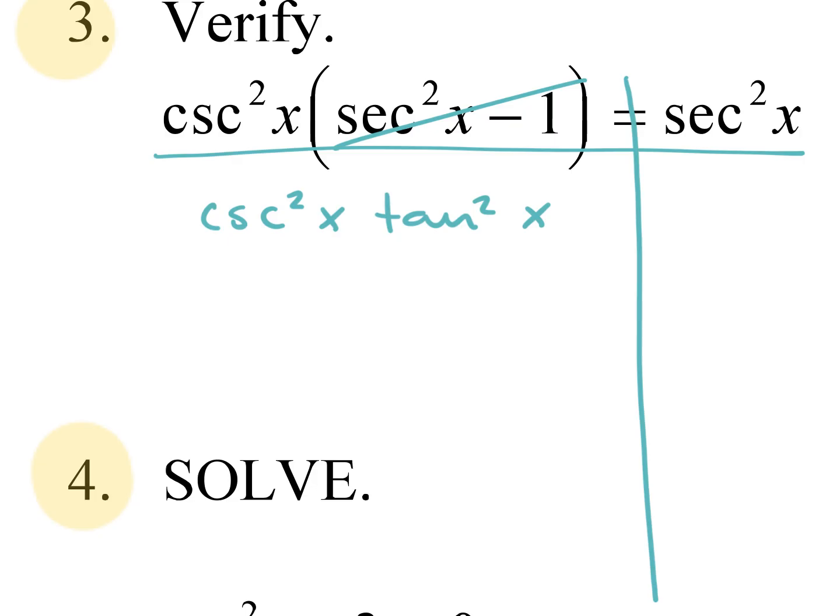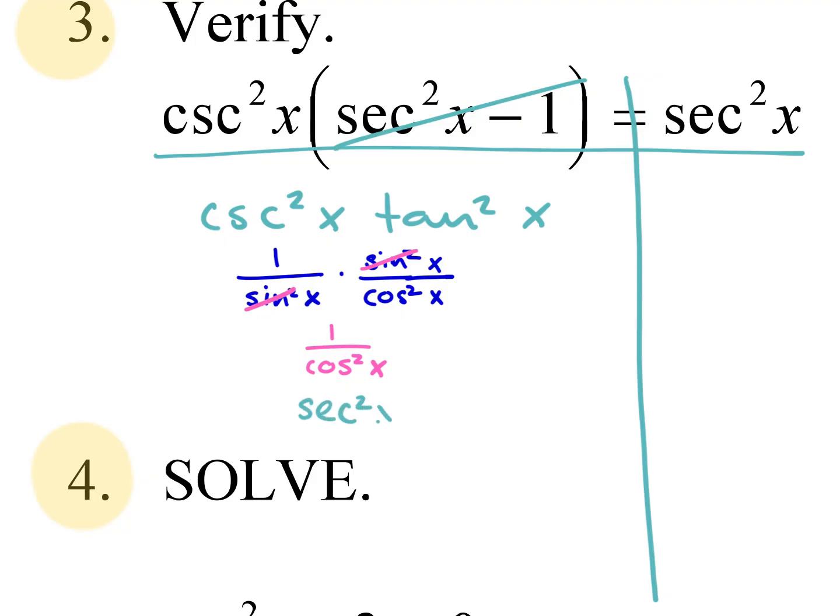You could break tangent to sine over cosine, and then CSC to sine. Awesome. Let's change everything to be in terms of sine and cosine. So we have 1 over sine squared times, what's tangent squared? Sine squared over cosine squared. Anything simplify here? Cross out the sines. So we're left with 1 over cosine squared. What's 1 over cosine squared simplified to? Secant squared.